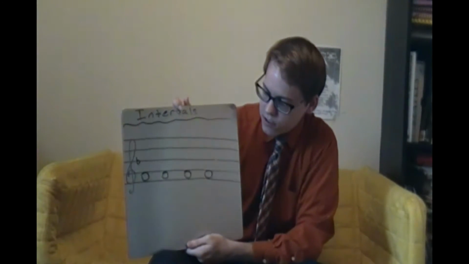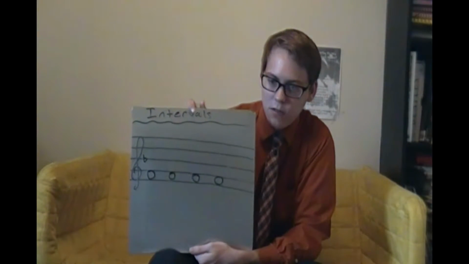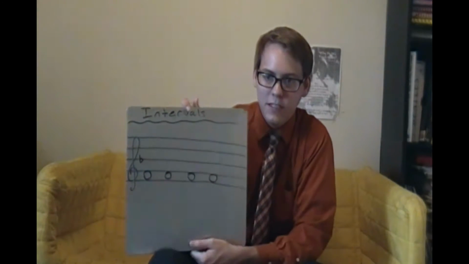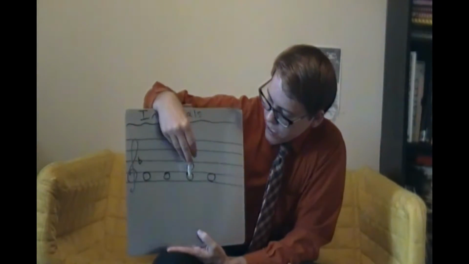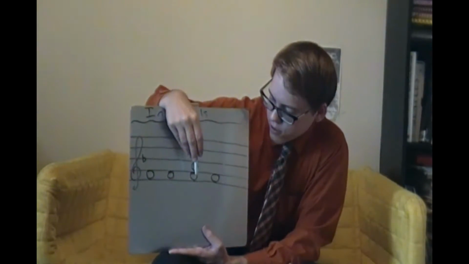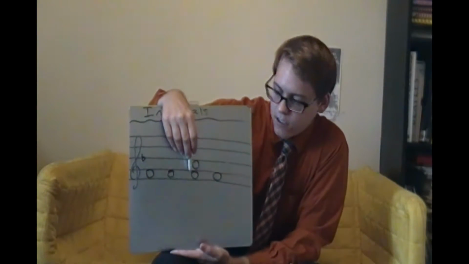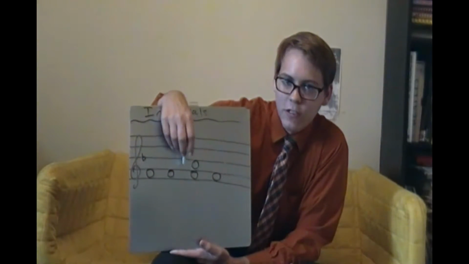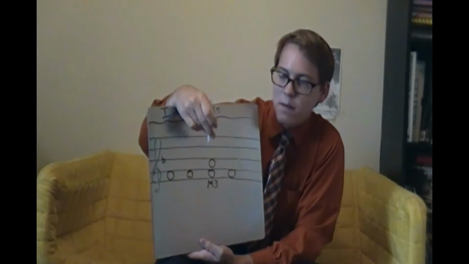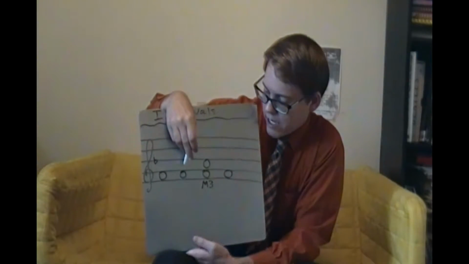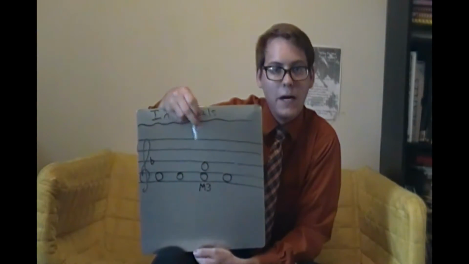Last week we talked about how to determine if something is a major interval. So let's look at our third. We know F to A, there's three notes in there, F, G, A, and we know that A exists within our key signature, so this is a major third. Now if we want to make this a minor third, we would have to lower it by a half step, and we do that by adding a flat.